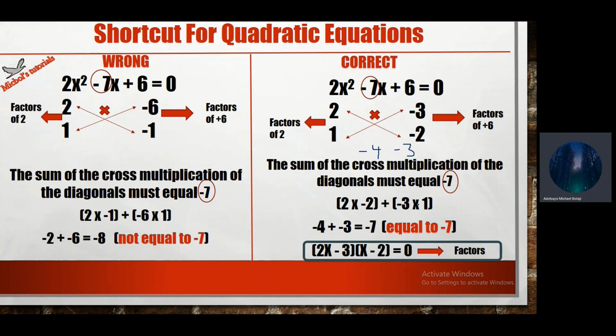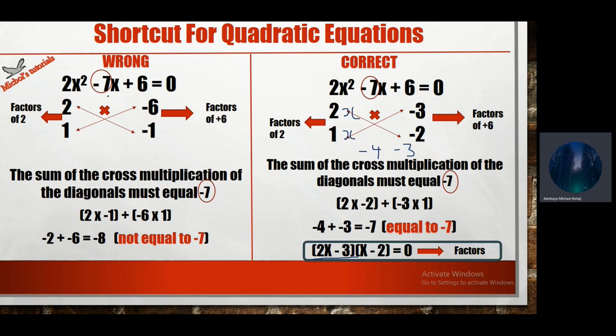After you've done that, you've seen that the sum of the cross multiplication of the diagonals is equal to the center, that's the coefficient of x. What you do is multiply these 2 by x and 1 by x. So the first factor is 2x minus 3, and the second one, 1 times x is x, so we have x minus 2. We've solved this quadratic equation: (2x minus 3)(x minus 2) equals 0. If you equate each to 0, you find the value of x.